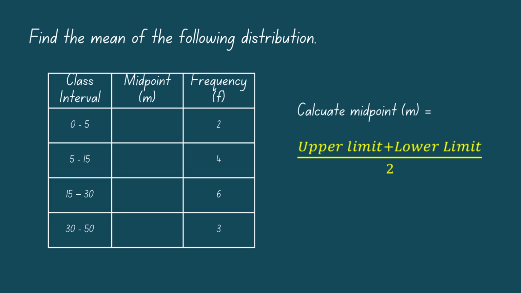Alright? So I hope you have paused and you have done it. Let's see. So midpoint for 0 to 5 is 0 plus 5 divided by 2, which is 2.5. Then for 5 to 15, midpoint is 5 plus 15 divided by 2, which is 10. For 15 to 30, the midpoint is 15 plus 30 whole divided by 2, which is 22.5. And for 30 to 50, midpoint is 30 plus 50 all divided by 2, which is 40.